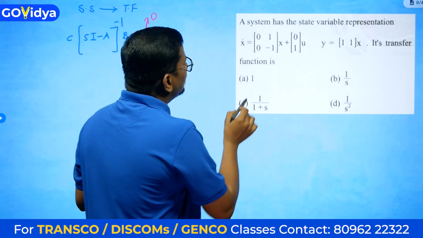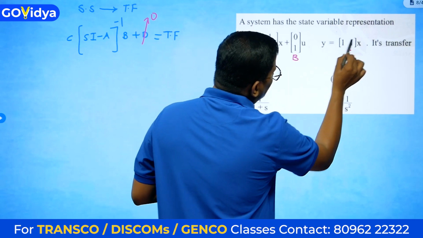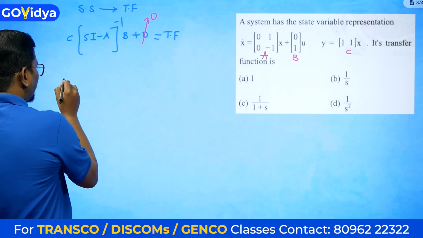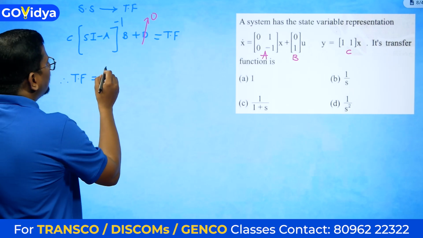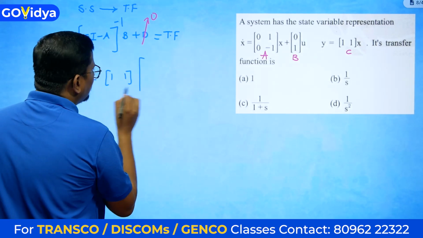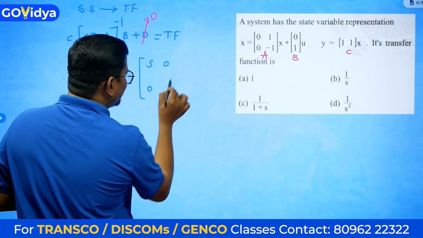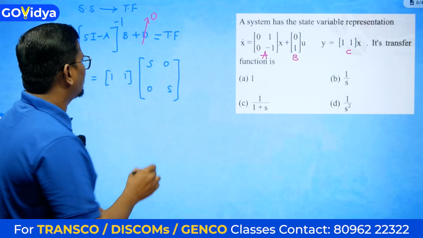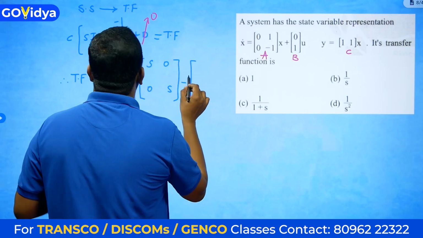What else is available? This is called A, this is called B and this is called C. The only thing is we need to get this. Therefore, can I say the transfer function is equal to, can I write like this: C means 1, 1. sI minus A means s 0, 0, s, which is nothing but sI, means s into identity matrix, minus what is A? A matrix this.